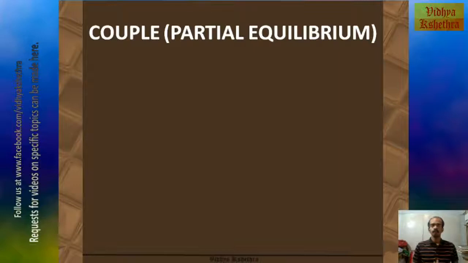Now, couple. A couple is a case of partial equilibrium in which there is no translational motion but there is only rotational motion. Examples of couples include the motion of the lid of a vessel, of a bottle, that we are opening by rotating the lid.